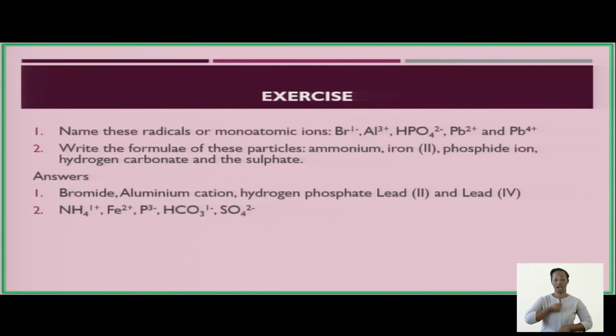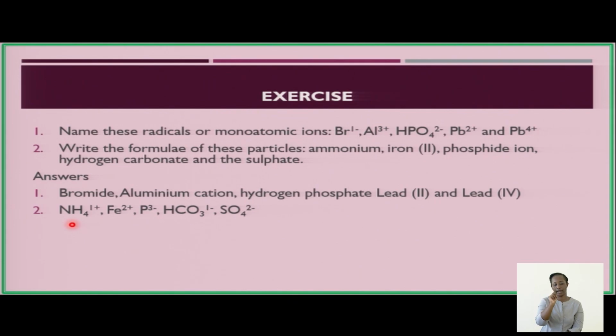And here we have the answers. We have the bromide ion. This is the bromide ion, as it can be seen on the answer. And this one is the cation of aluminium, hydrogen phosphate. And this is lead 2+, because the charge is 2+, but because we have another one with 4+, then we use 2 here, and in the bracket we use 4. You have to remember that when we have to use these numbers, we always write them in the Roman form.